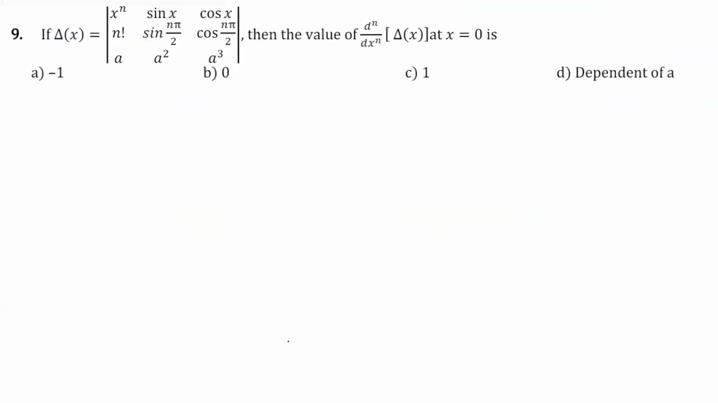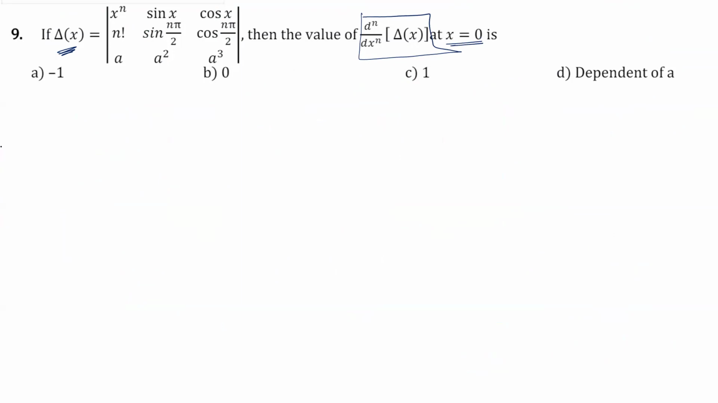Let us now move to the next question. It is also a little tricky. Here delta x equals x to the power n factorial, a sin x, sin of n pi by 2, a square, and then here also. So you have to find d by dx to the power n at x equals 0. In this question, you will try to assume n equals 1, n equals 2, n equals 3 like that, and you will try to find the solution.